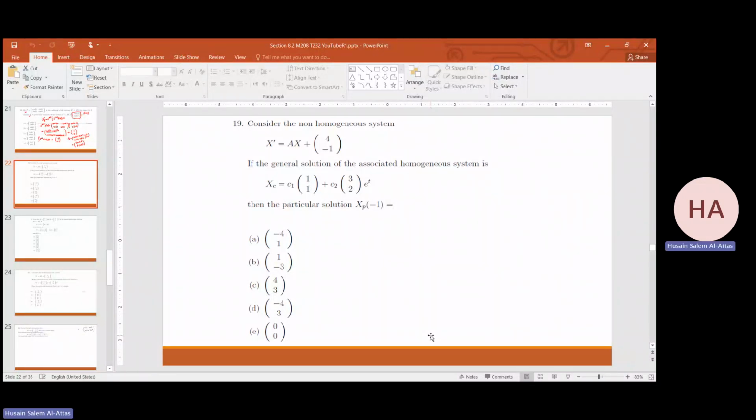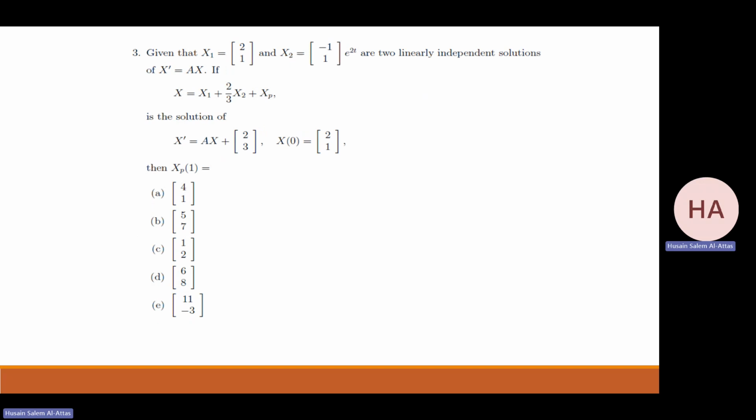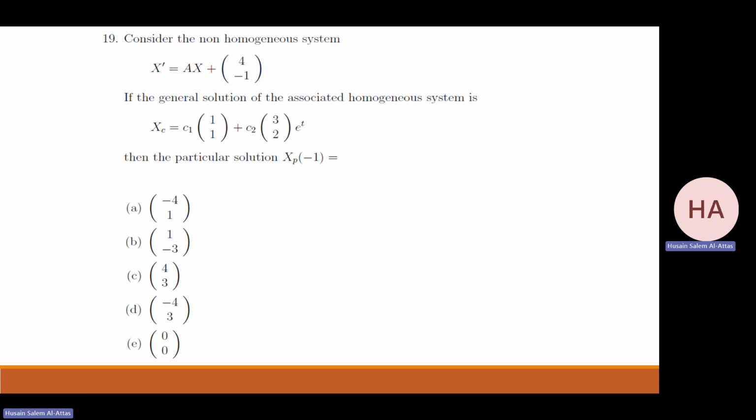Now we'll continue doing problems for this section 8.2. We did this one. Now we'll continue. Consider the non-homogeneous equation. The general solution is this. Then the particular solution is what? Okay, so I have this is f of t.